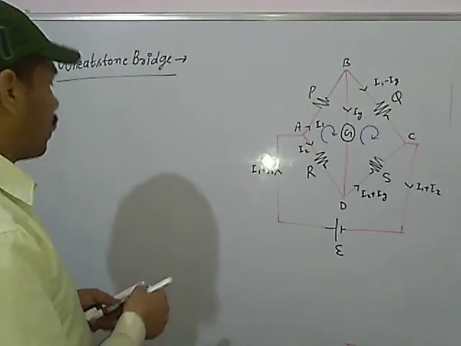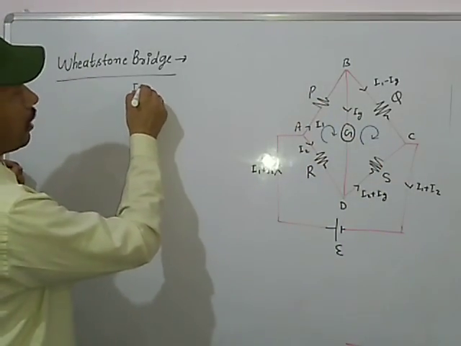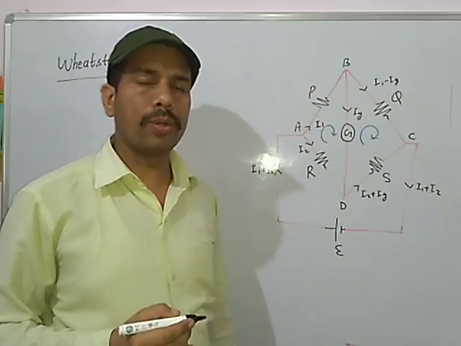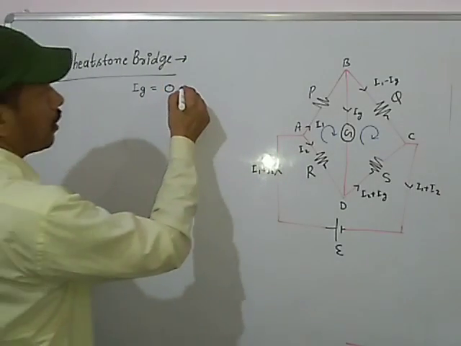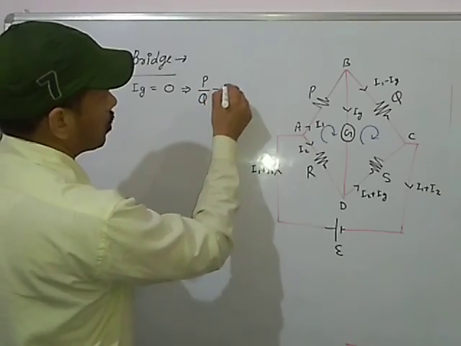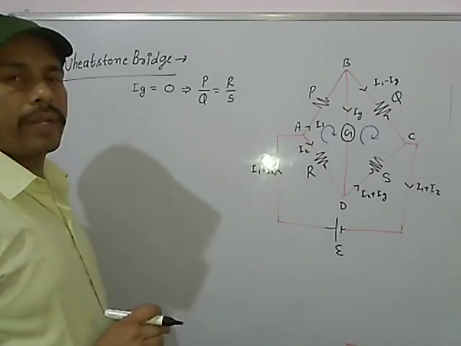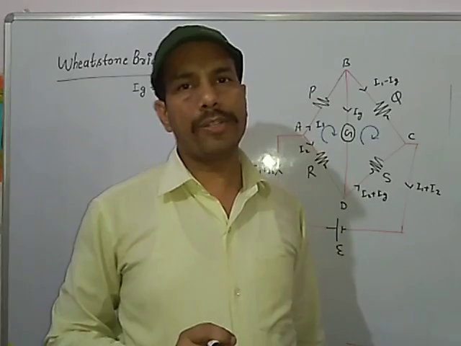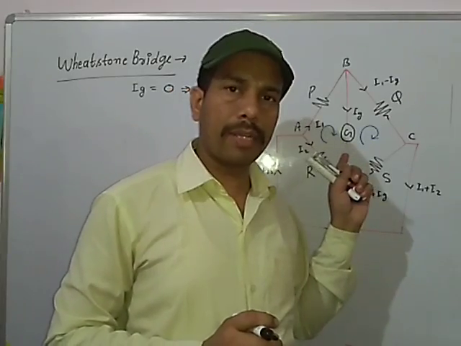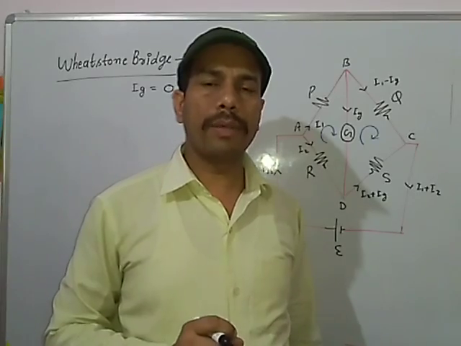Now according to the Wheatstone bridge, if we adjust the bridge in such a way that the galvanometer shows no deflection, meaning the current flowing through the galvanometer is 0, then we can say the bridge is at balance condition. Then P upon Q must be equal to R upon S. This is known as the principle of the Wheatstone bridge. Means if the galvanometer shows no deflection, meaning null point, then P upon Q is equal to R upon S.